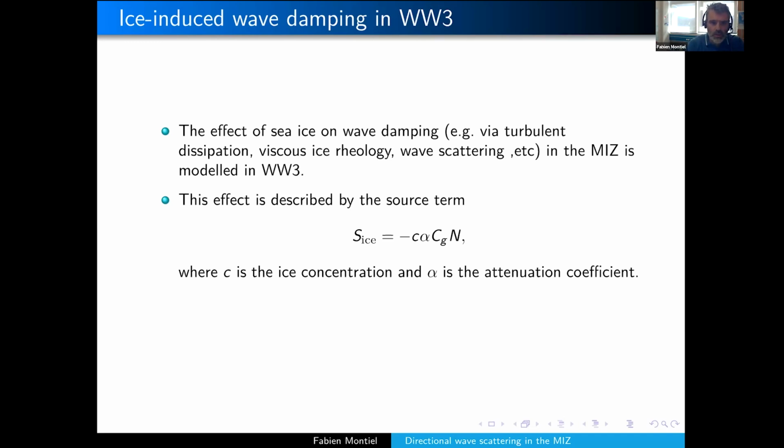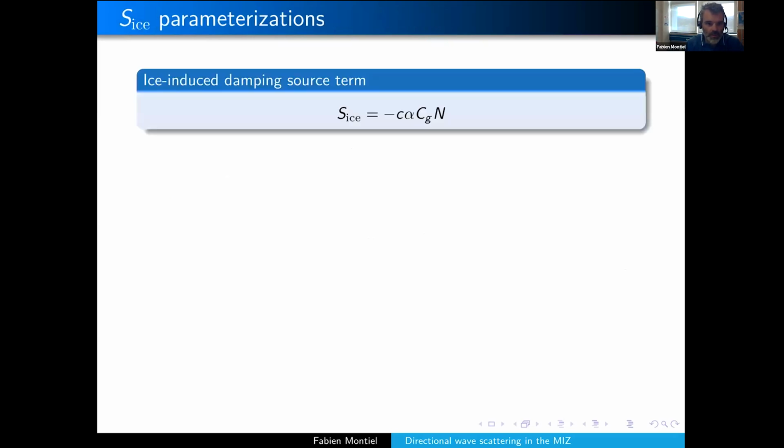WAVEWATCH currently has 14 different ways of choosing alpha, the attenuation coefficient. If you put yourself in the position of using WAVEWATCH for the first time, that can be overwhelming. Where do you start? Which one do you choose? That's essentially part of what we wanted to address here. So let me give you a brief breakdown of all these different parameterizations that exist.